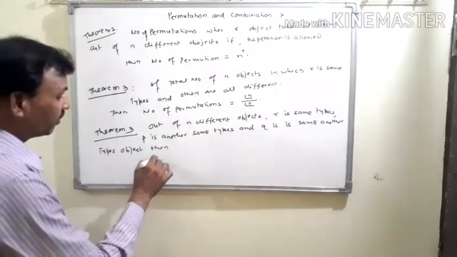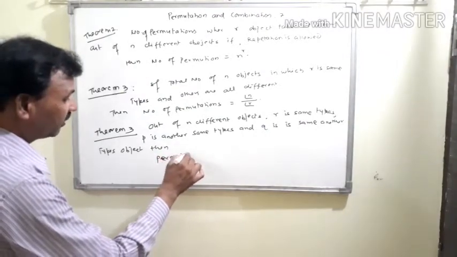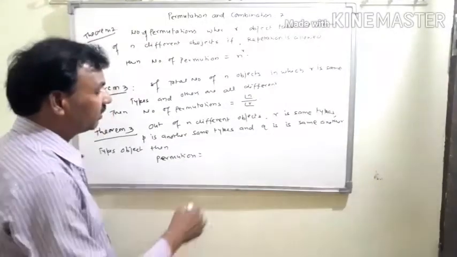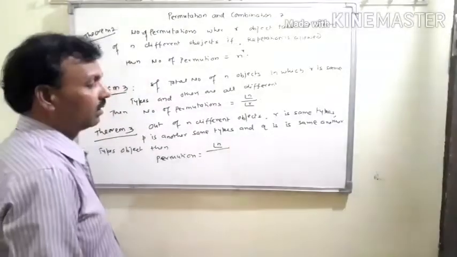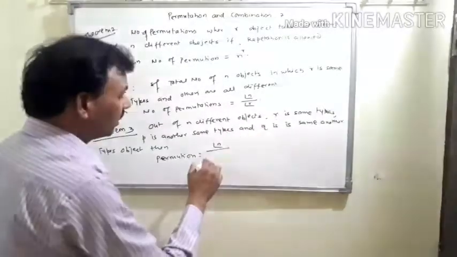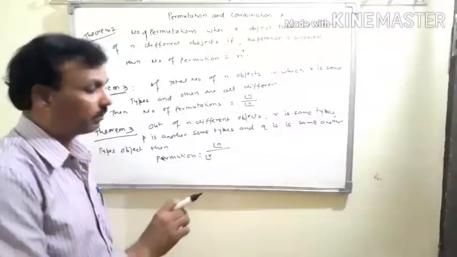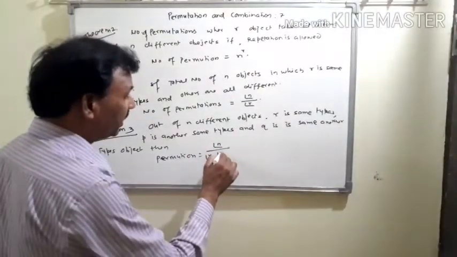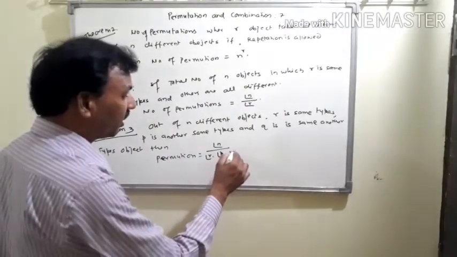Then what will the permutation be? The permutation is equal to factorial n upon factorial r, that means the factorial of the first type of object, into the factorial of the second type of object, into the factorial of the third type of object.